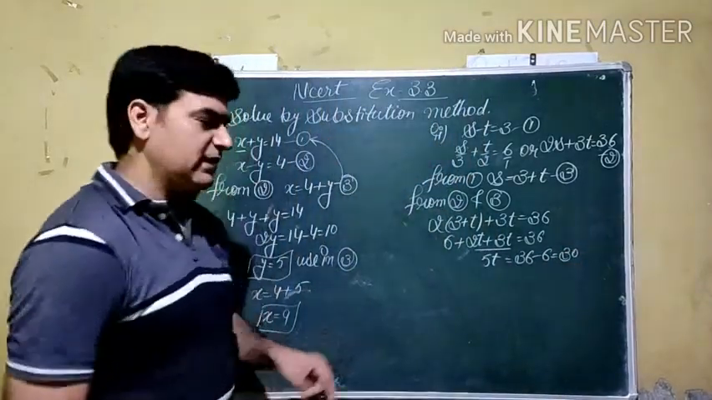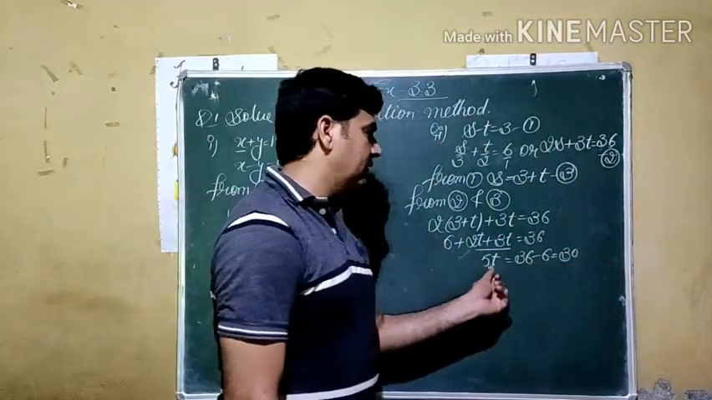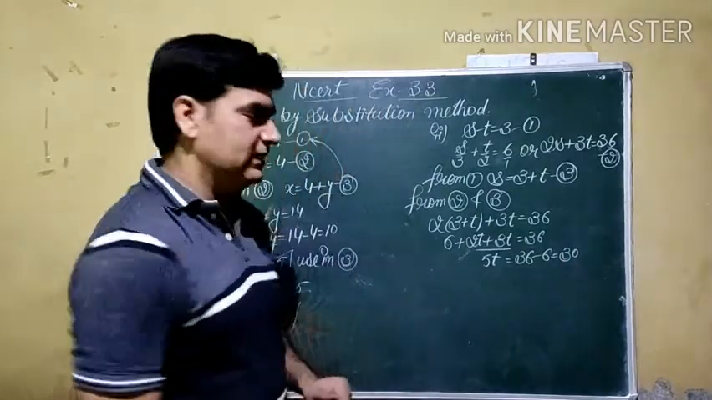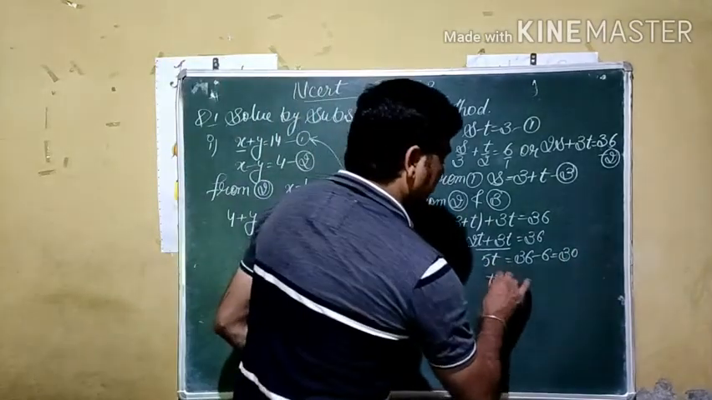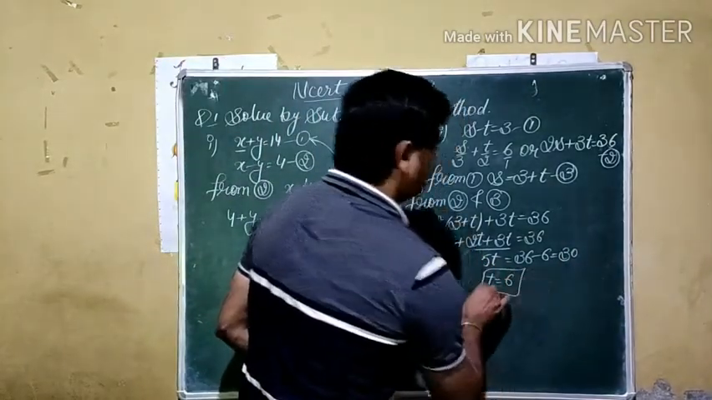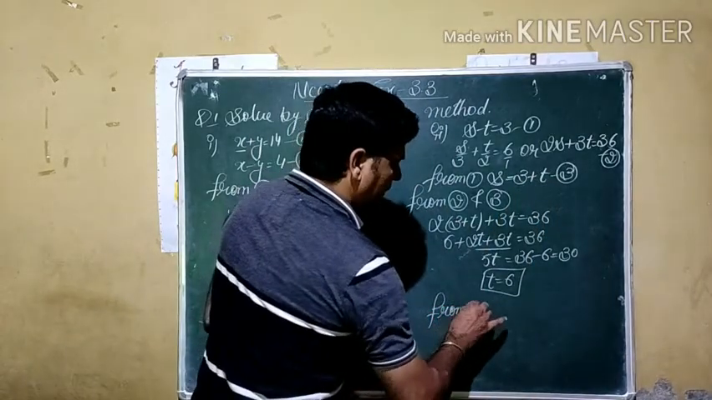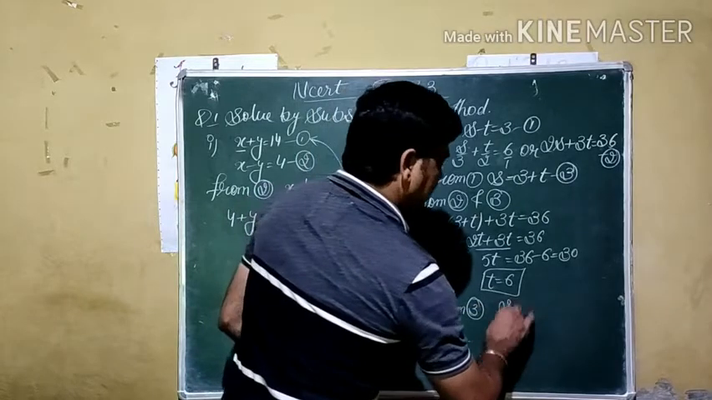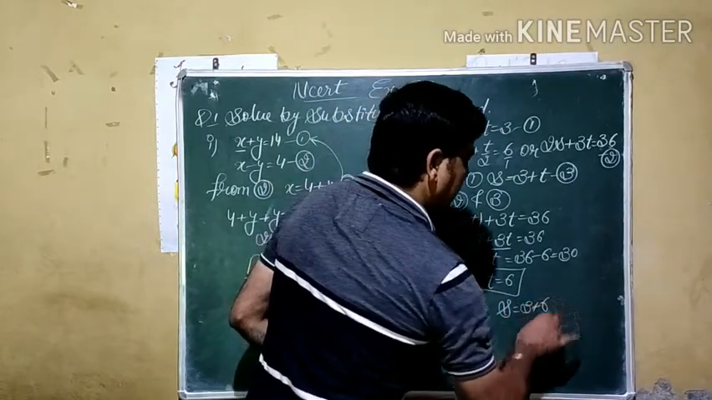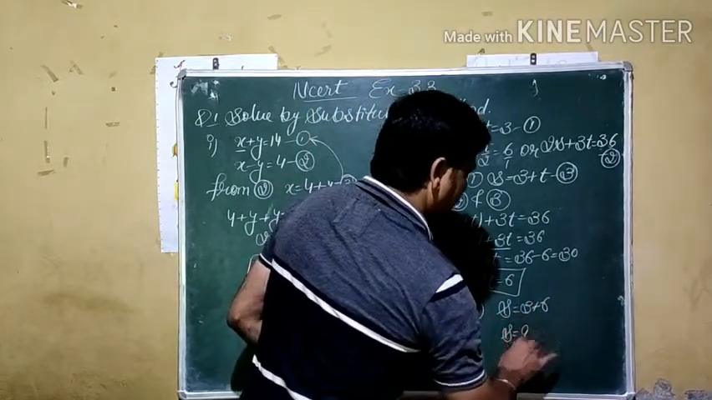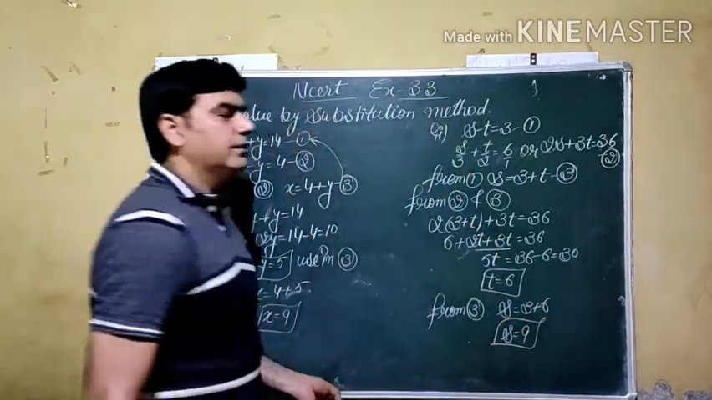Again we are using the logic method. In the table of 5, 30 comes at 6, meaning 5 sixes are 30. So the value of t becomes 6. Using this value in 3, from result number 3 we get s is given by 3 plus t, t means 6. So the value of s comes out 9.